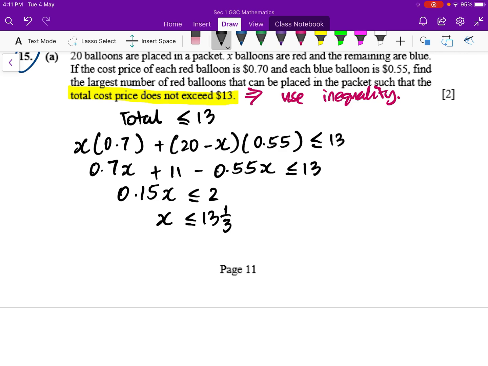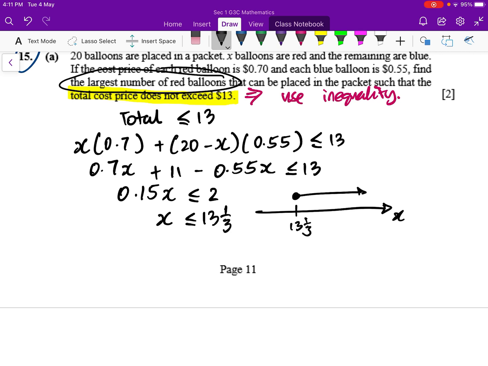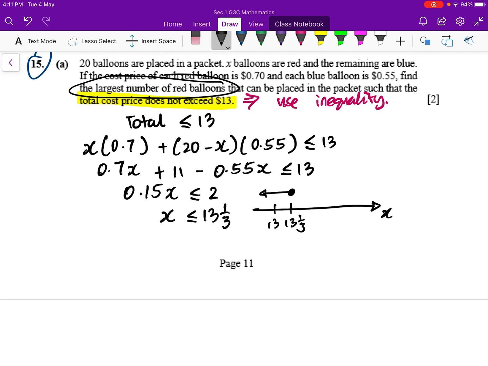They want to find the largest number of x, so you can draw a number line if you want to. x is less than 13 and 1/3, so the other direction. Then the greatest value must be 13, because x refers to number of balloons. It has to be an integer. So greatest x equals 13.